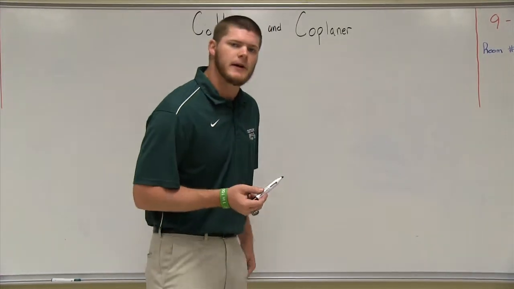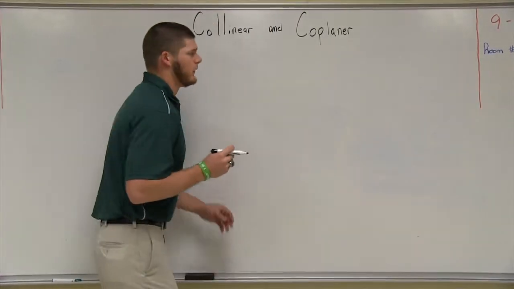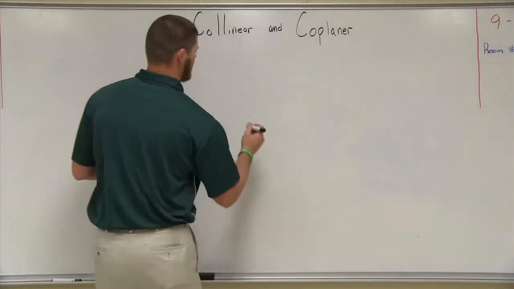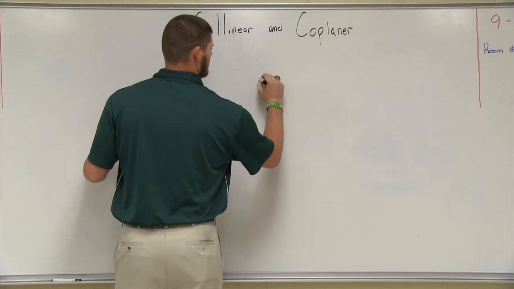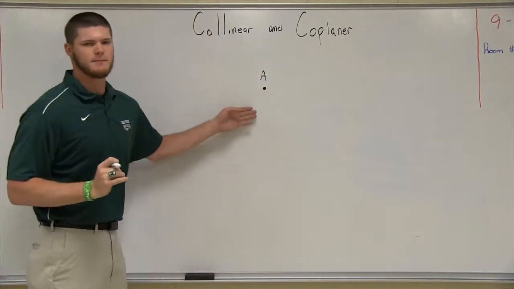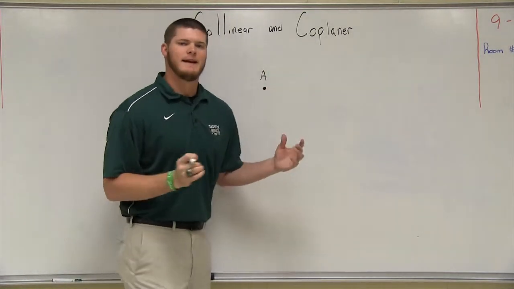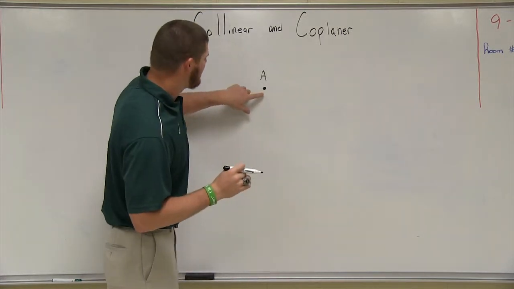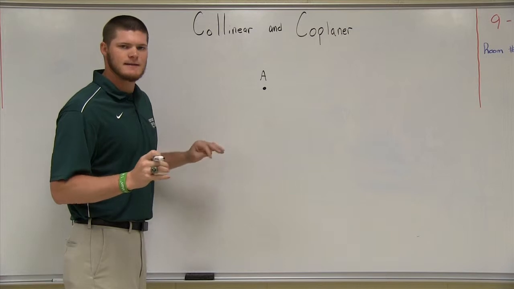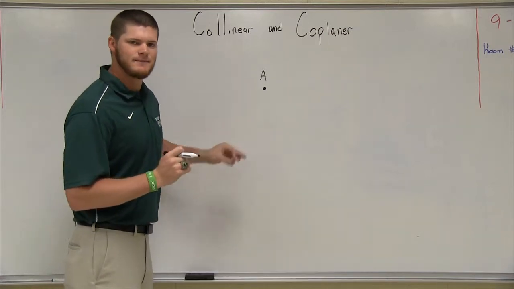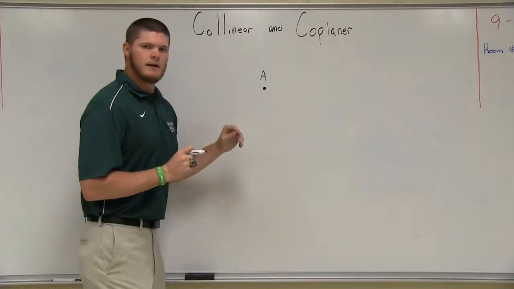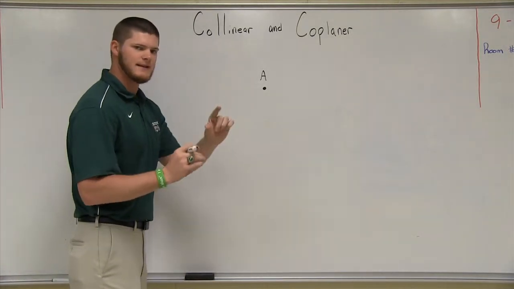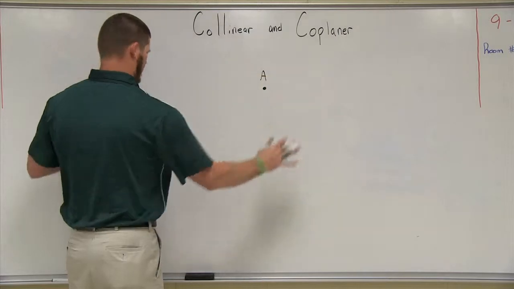Talking about collinear and coplanar. So, we talked about our geometric constructions. Our most basic geometric construction is this: a point. This is point A. A point can be anything in any plane, or it can be any spot in any amount of space. It can have any size, it can have any width, but it represents one single place in everything.